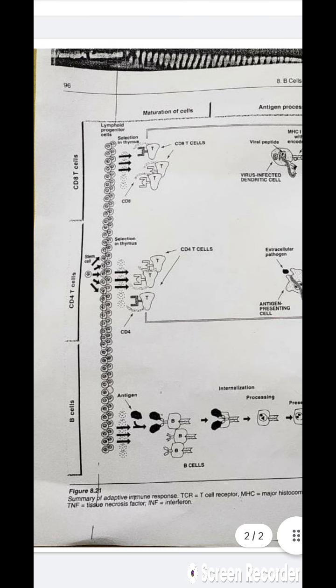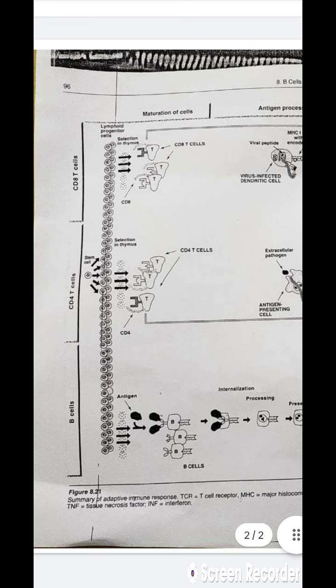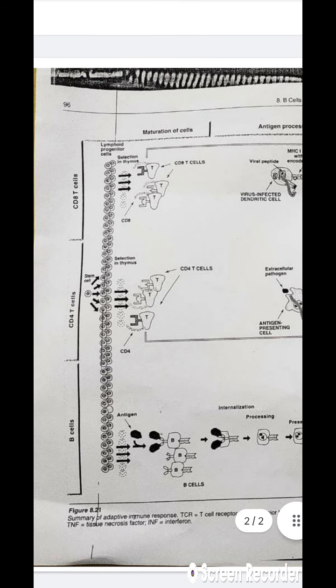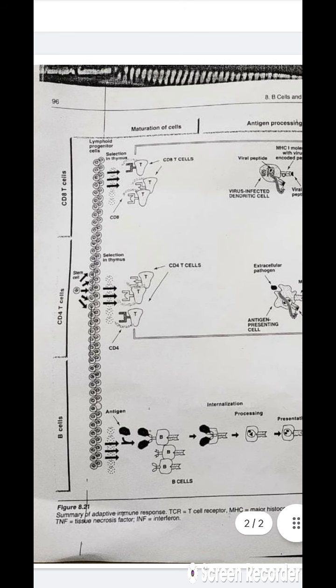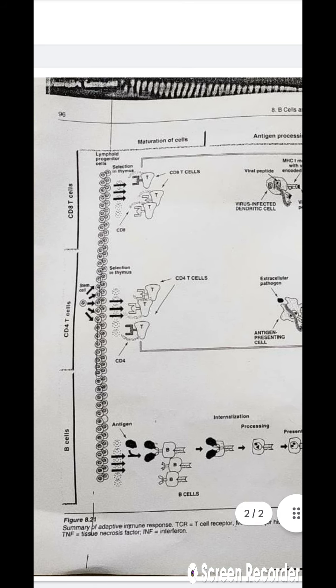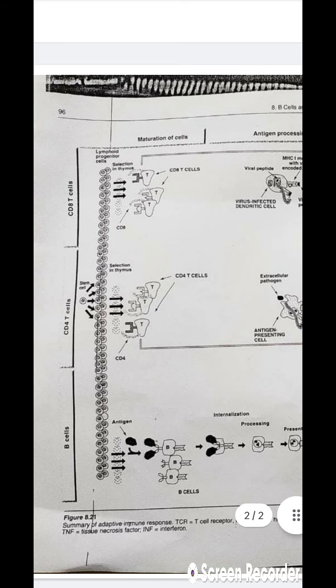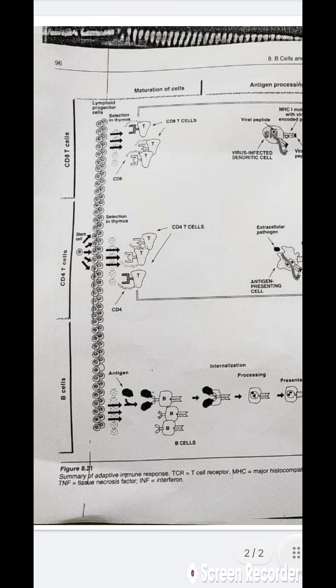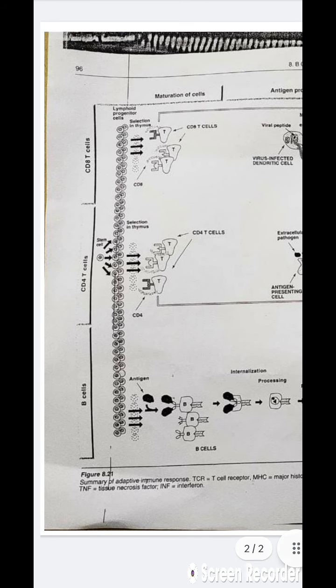And these T cells are of two types. One is CD4, another one is CD8, and CD stands for cluster of differentiation. Now you know that the CD4 T cell is called the helper T cell, and CD8 T cells are also called the cytotoxic T cells. So mainly the cell mediated immunity is mediated by CD8 T cells, that is cytotoxic T cells, and humoral immunity is mediated by the lower one, B cells.